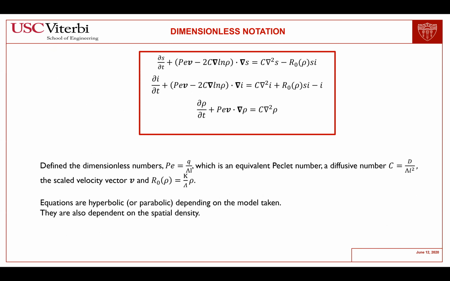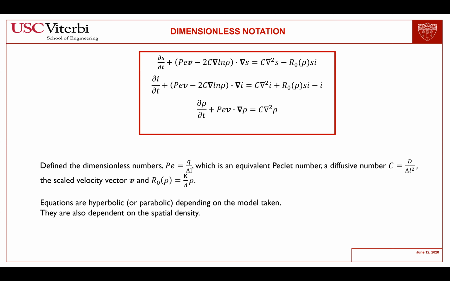So you can write this in dimensionless notation. Here, we just write the full equations in their glory. We create what's known as a Peclet number, which is a very common term in fluid mechanics, and expresses transport versus, well, that actually should be diffusion. So it's an equivalent Peclet number.